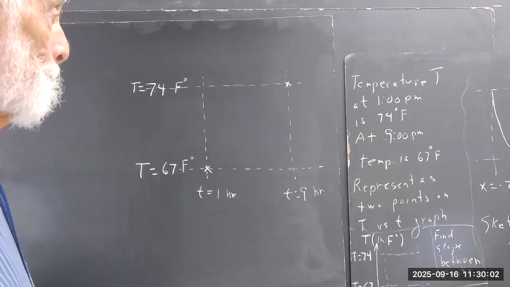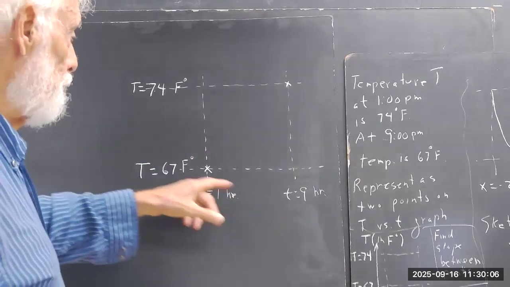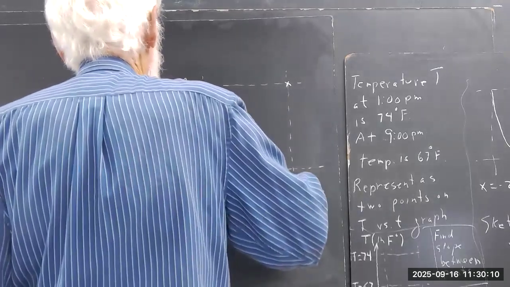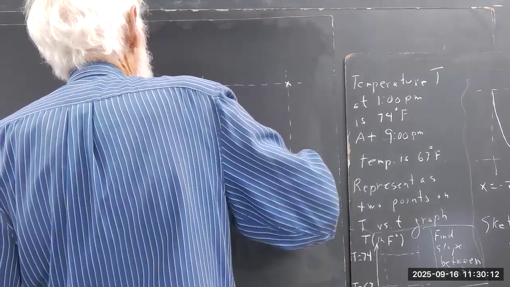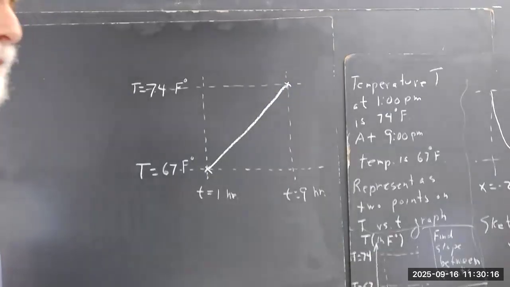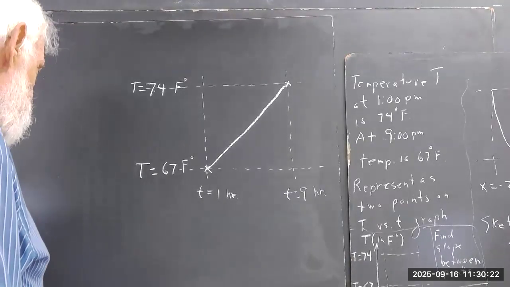And I say we want the slope associated with these 2 points. And that's going to be the slope of the line, the straight line that goes from one point to the next. Okay. Well, how do you find the slope?